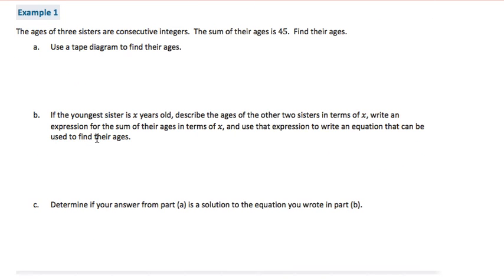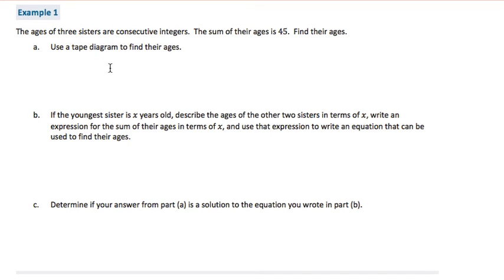Let's look at example 1. This is a fairly common question on all kinds of tests. The ages of 3 sisters are consecutive integers. Remember, the definition of consecutive means one right after the other. So it will be 3 numbers, for example, 3, 4, and 5, that are right next to each other on the number line. The sum of their ages is 45. We need to find their ages.